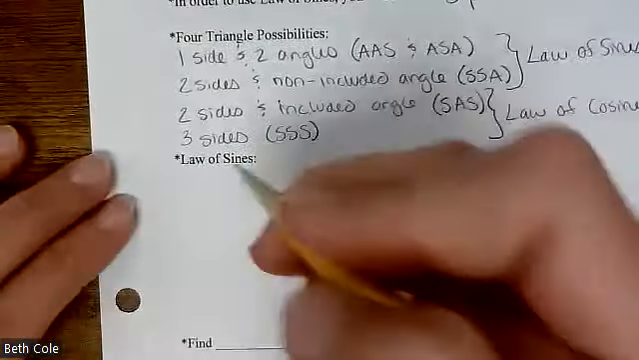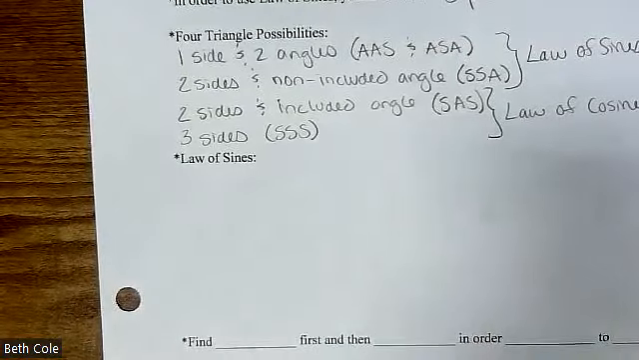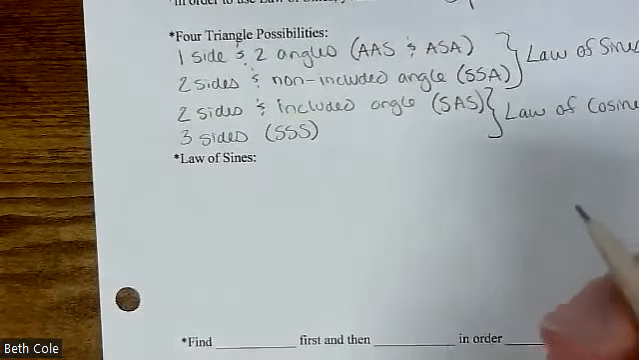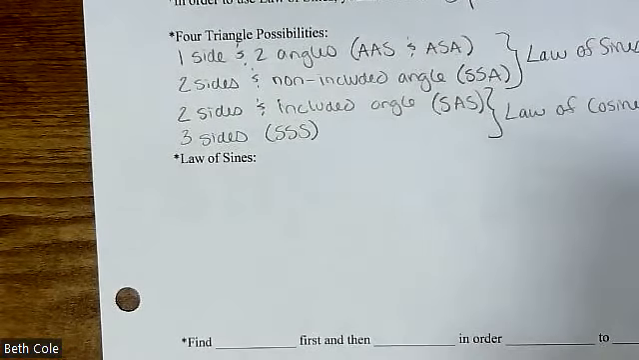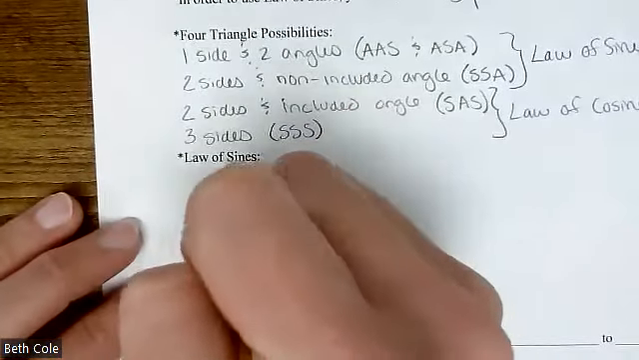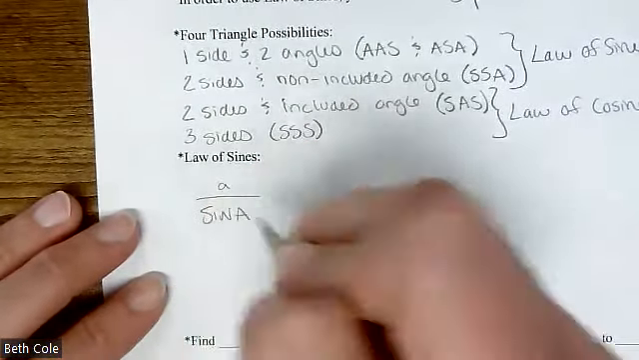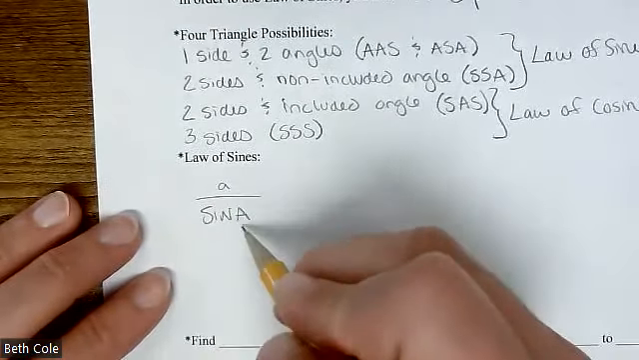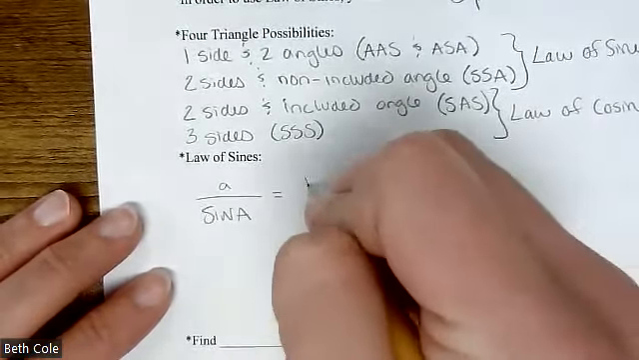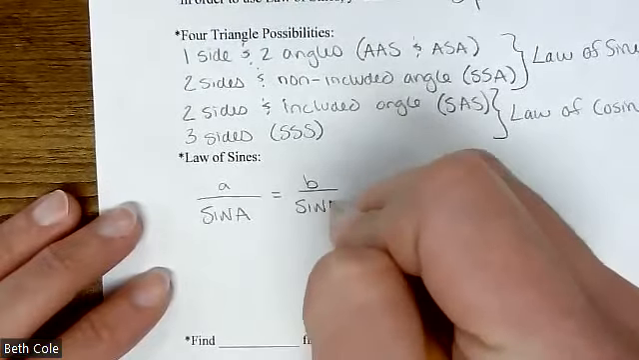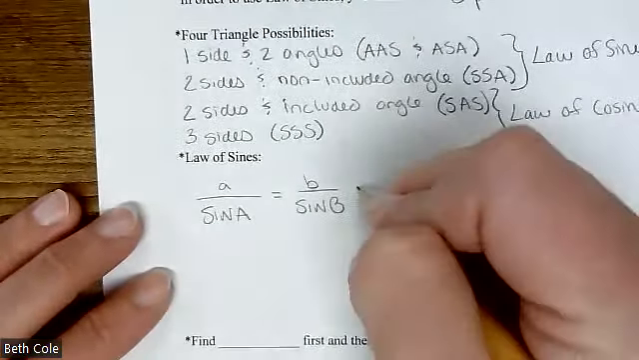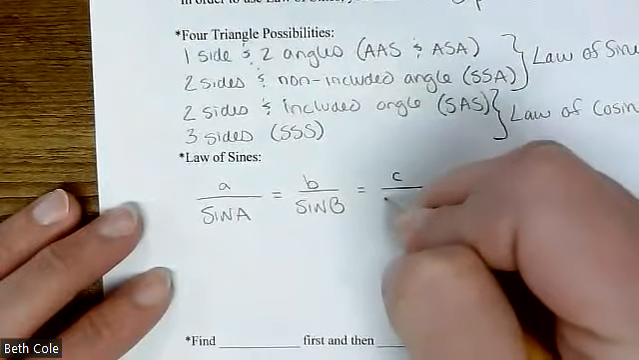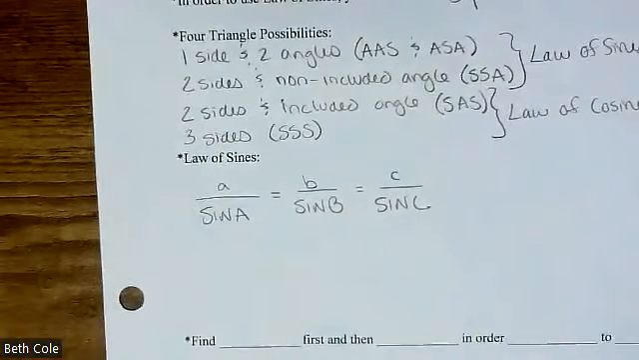All right, so here is your law of sines. You have to start out with a side across from an angle. If you don't have a side across from an angle, it won't work. So it's little a over sine of A. And remember, the lowercase are the sides, the uppercase are the angles. Equals little b over sine of B. And for good measure, that would equal little c over sine of C.